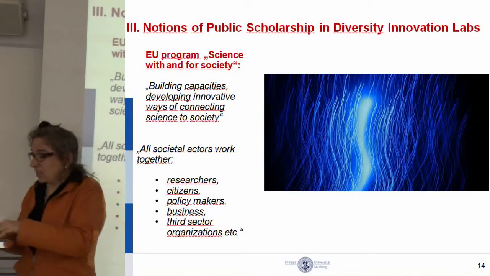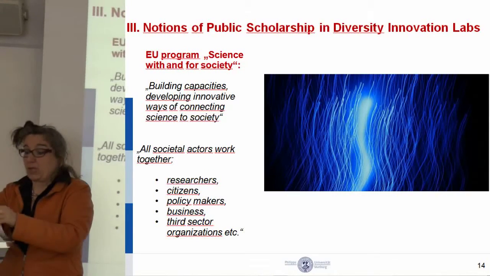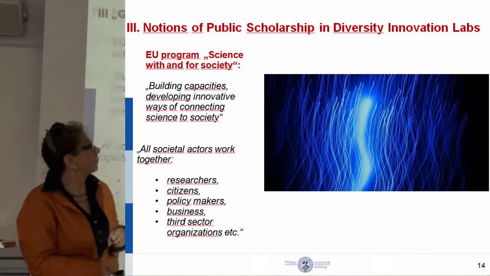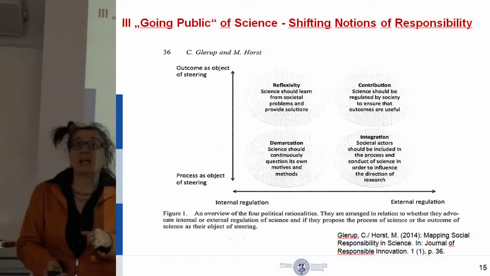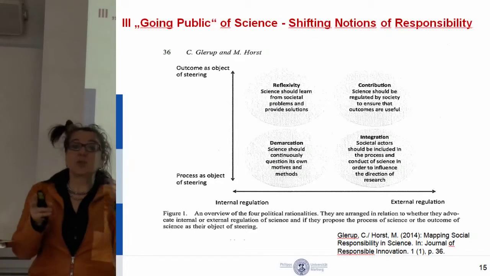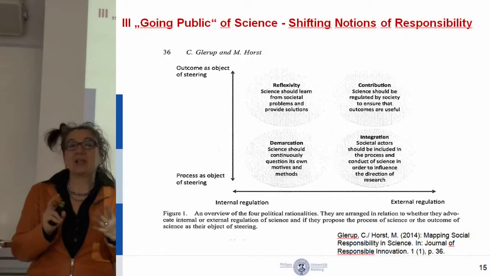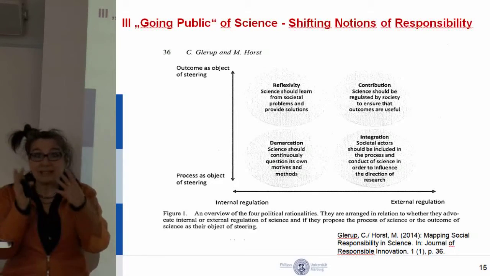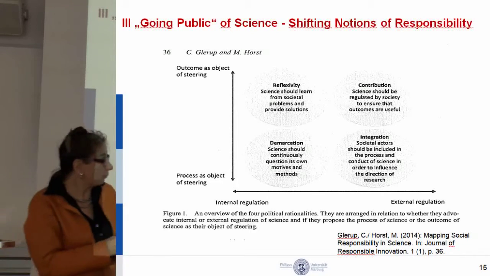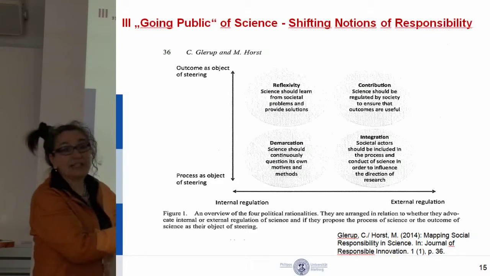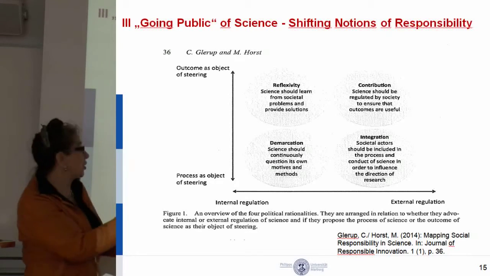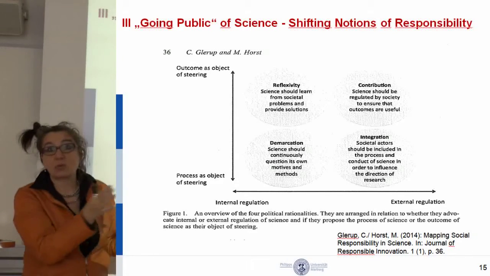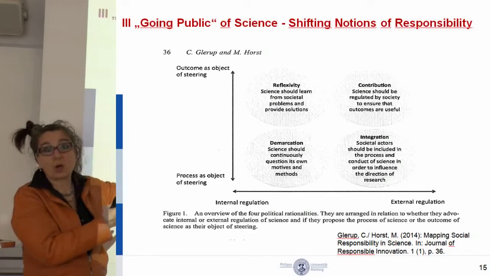So you see, this is the pattern we're talking about when we talk about the going public, if you wish, of scholarship. Now, Blair and Horst have been developing a model talking about what is the responsibility of the scientist and what is the responsibility of science in those debates. And I have two axes here talking about internal versus external regulation, and is it more process or outcome oriented regarding the steer?